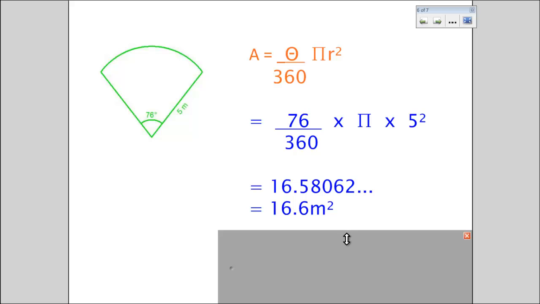Now this is something that you probably would do automatically with, say, a semicircle, for example. So in a semicircle, your sector angle is 180 degrees. Now most people know for a semicircle we do half pi r squared. Where does the half come from? Well, 180 over 360 cancels down to a half. So you've probably done this before without even realizing it.